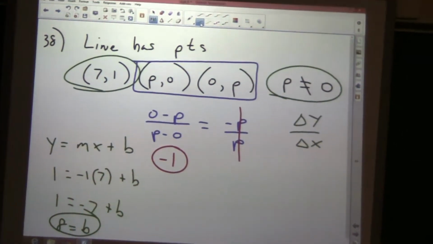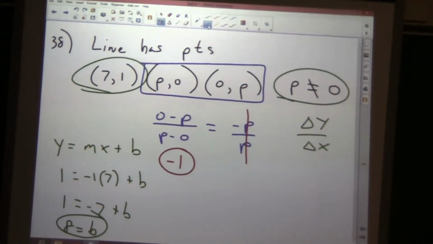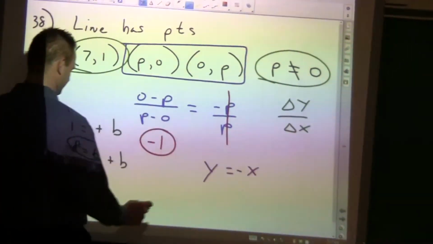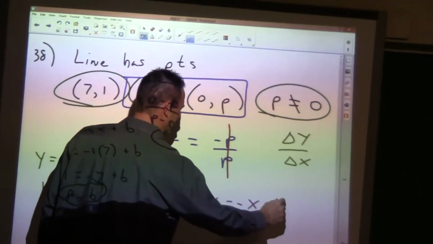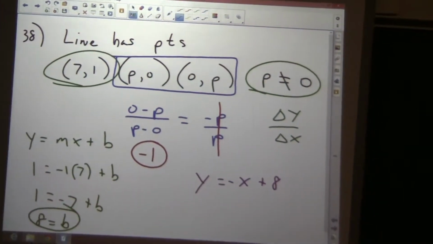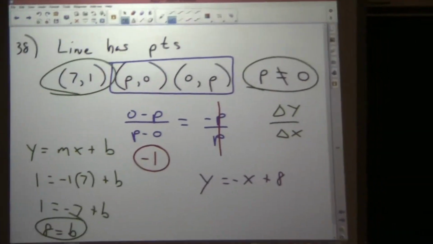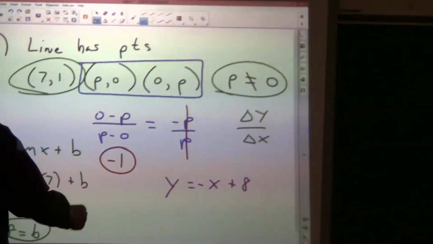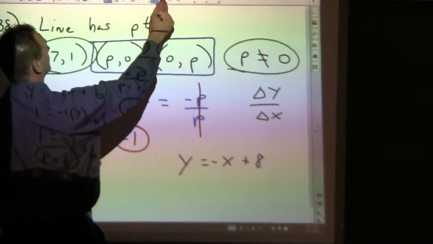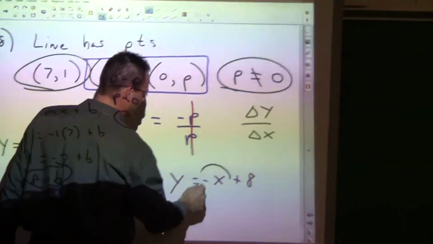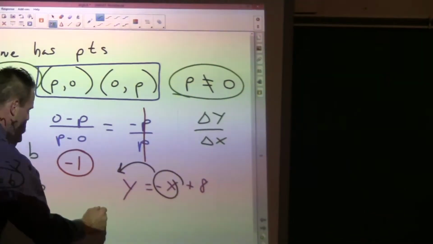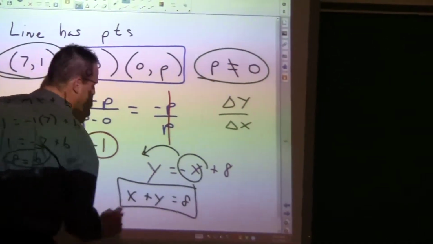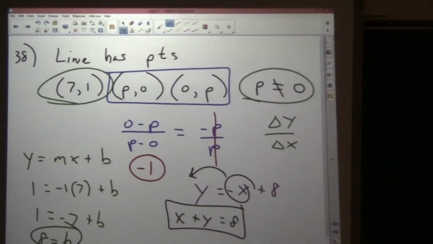I now have the slope. I have the y-intercept. I can put this in slope-intercept form. y equals -x plus 8. I'm not going to write -1x. It's understood. I need to change this to standard form, and all that is here is moving this guy over here. x plus y equals 8 is my final answer in standard form.